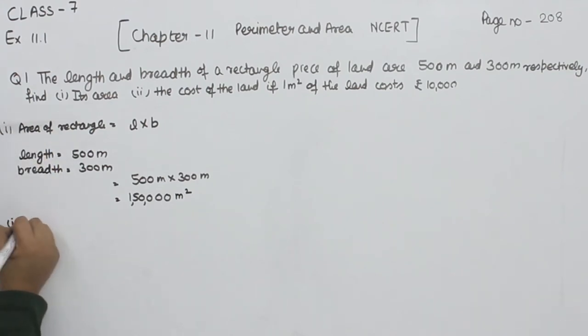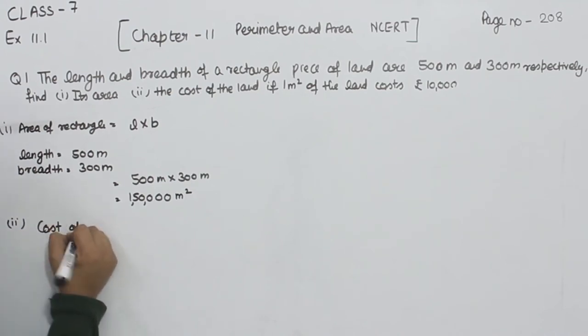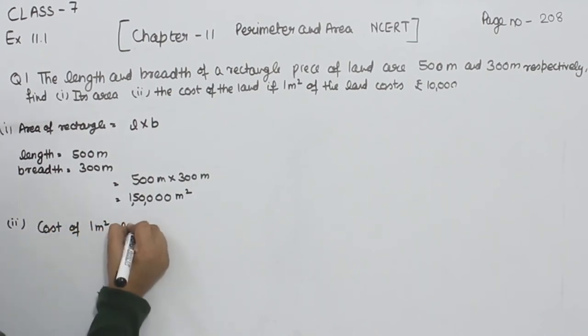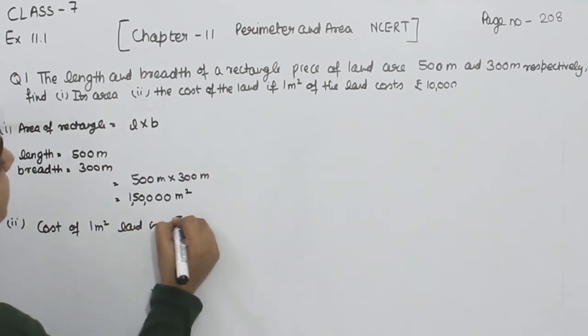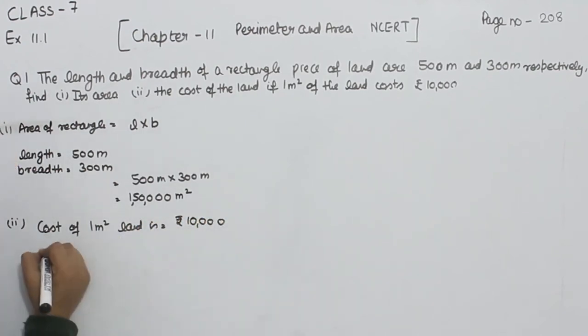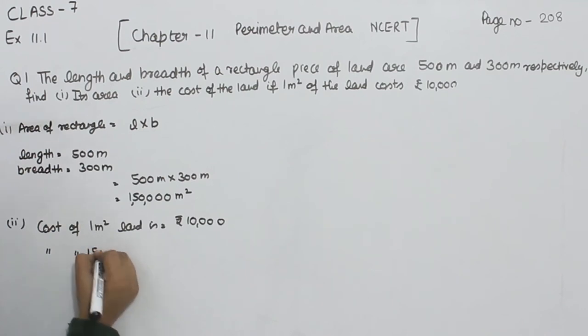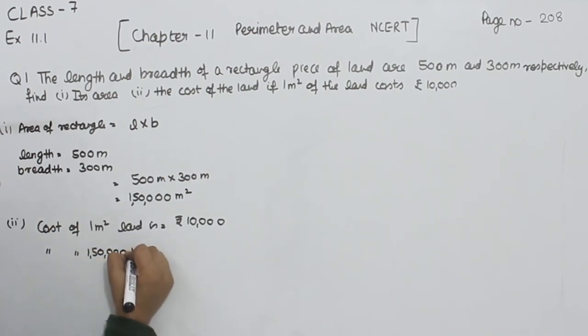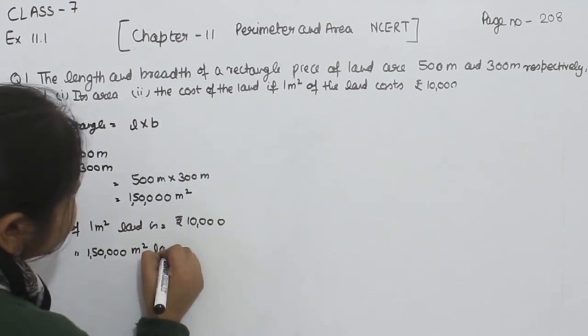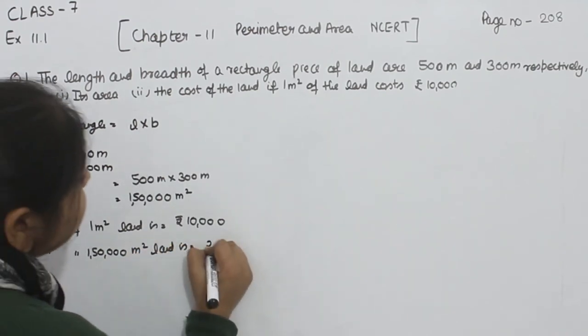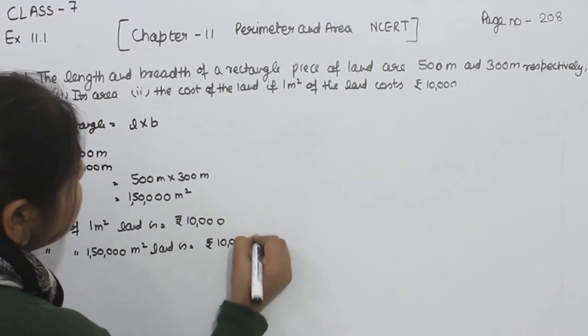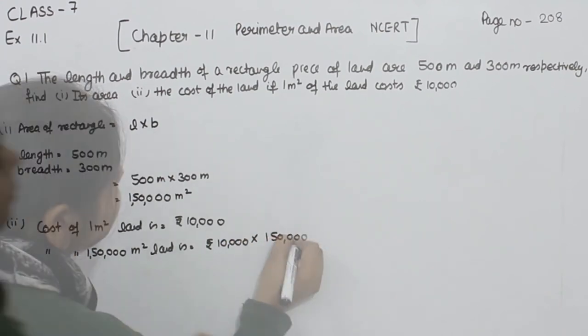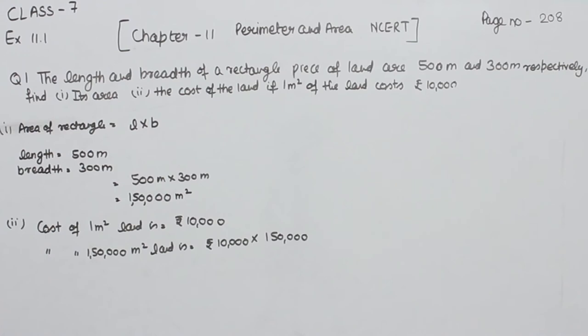Now we have to find the cost of the land if 1 meter square of land costs rupees 10,000. So I'm going to write here cost of 1 meter square land is rupees 10,000. Now cost of 150,000 meter square land is, you're going to multiply 10,000 with 150,000. Now we're going to multiply it.